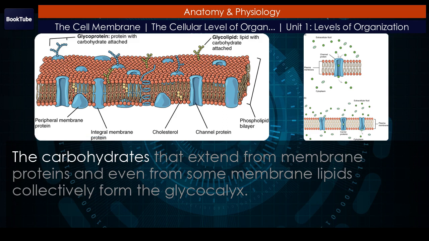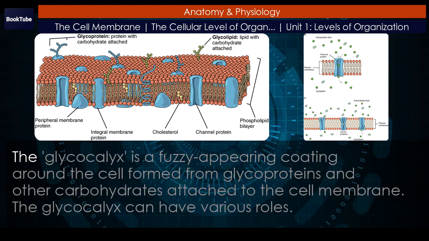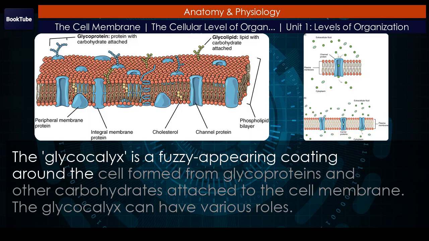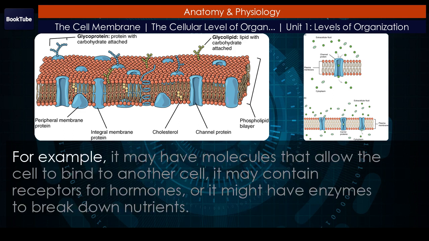The carbohydrates that extend from membrane proteins and even from some membrane lipids collectively form the glycocalyx. The glycocalyx is a fuzzy-appearing coating around the cell formed from glycoproteins and other carbohydrates attached to the cell membrane. The glycocalyx can have various roles. For example, it may have molecules that allow the cell to bind to another cell.